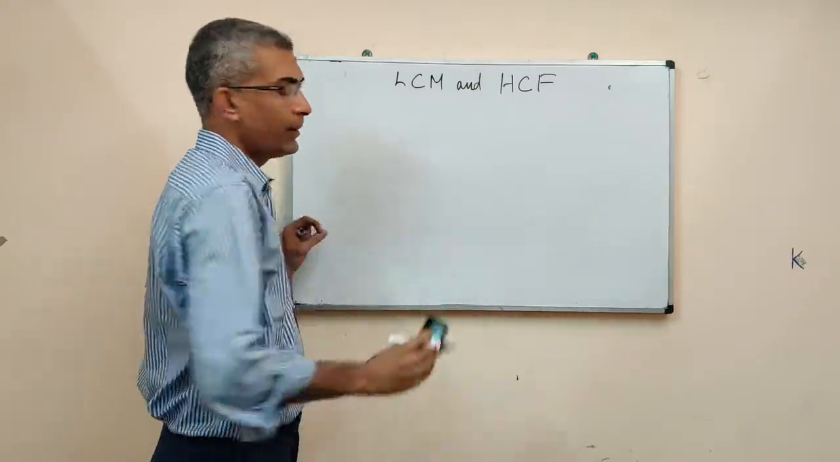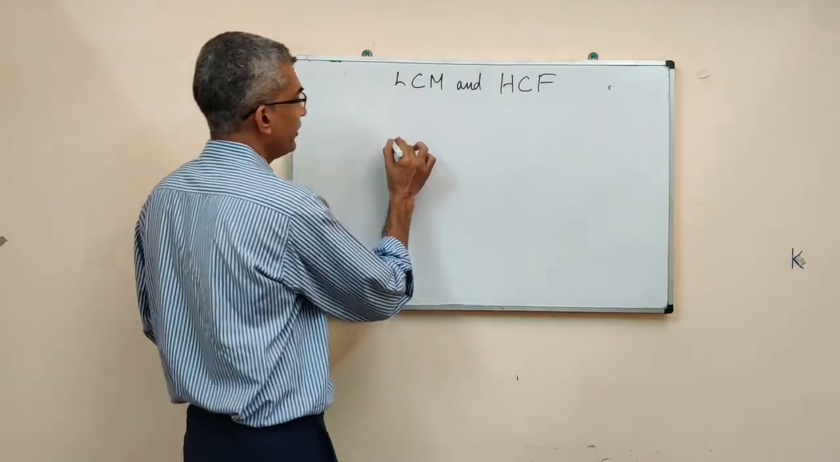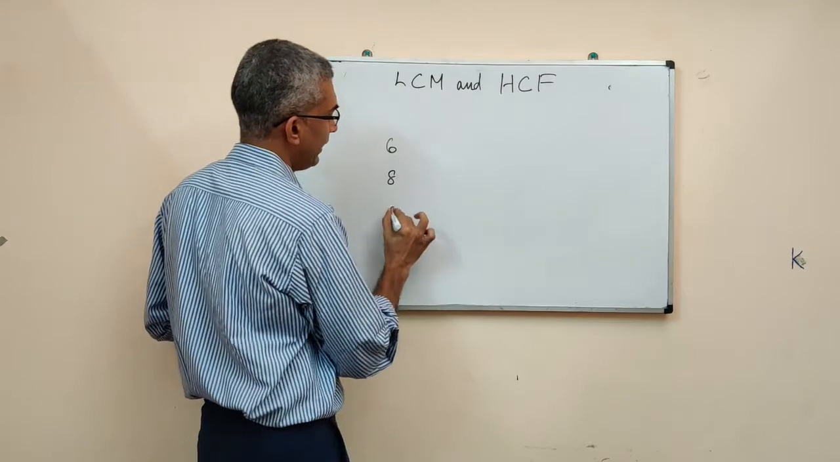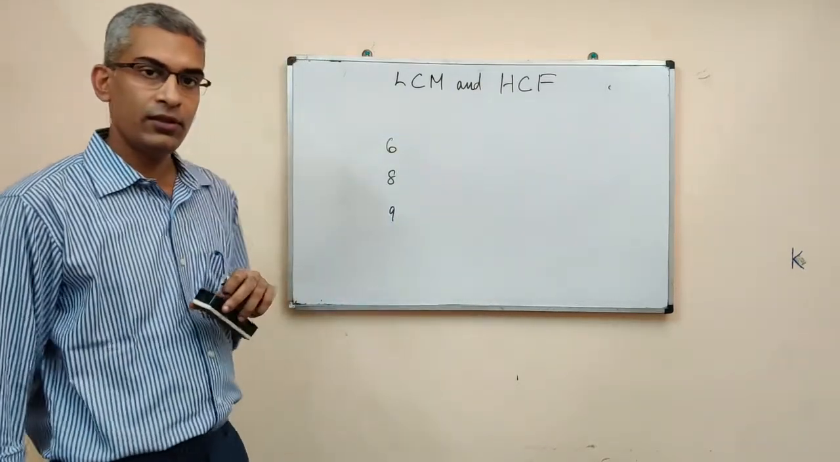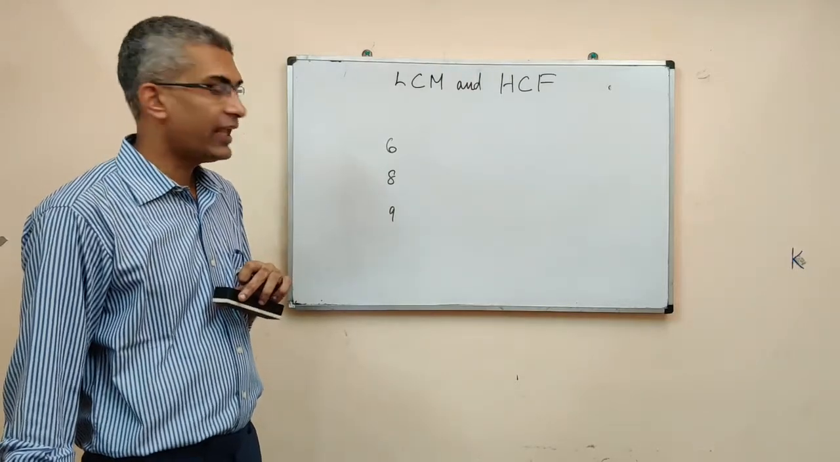Now let us look at a case where we have 3 numbers. Let us consider 6, 8 and 9. Let us first find the LCM of 6, 8 and 9.